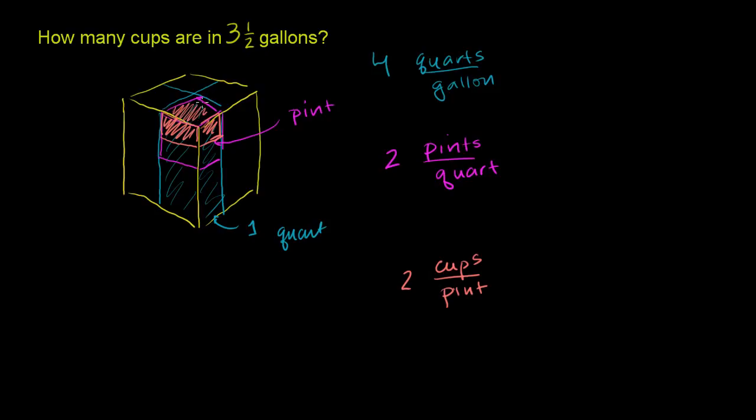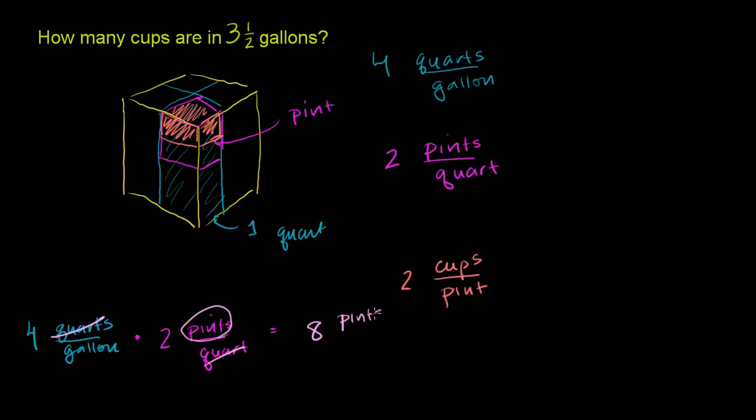Now, we could go straight and figure out exactly how many cups there are per gallon. That might be an interesting way to think about it. If you have 4 quarts per gallon, times 2 pints per quart, what does this give you? 4 times 2 is equal to 8. And then the quarts cancel out, and you have 8 pints per gallon.